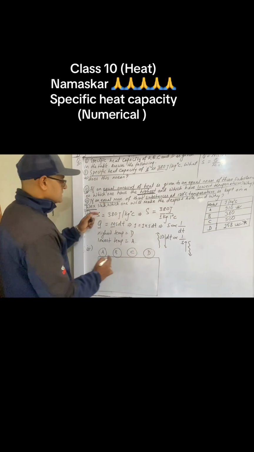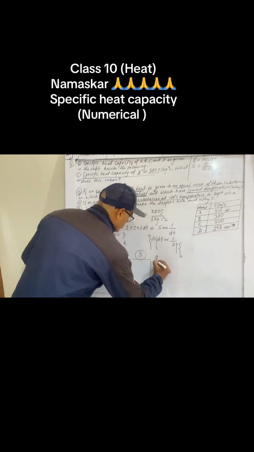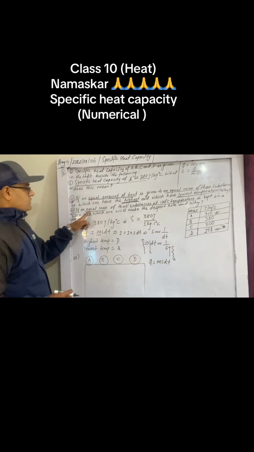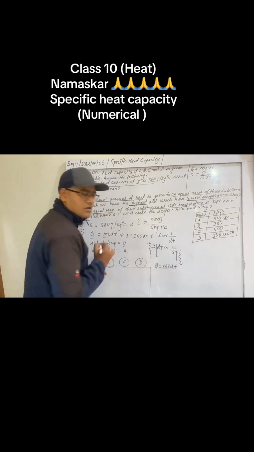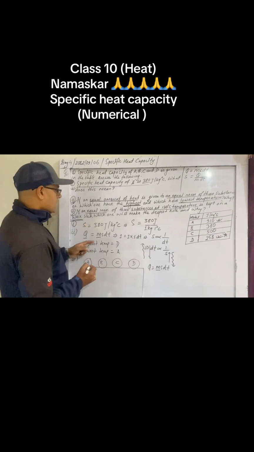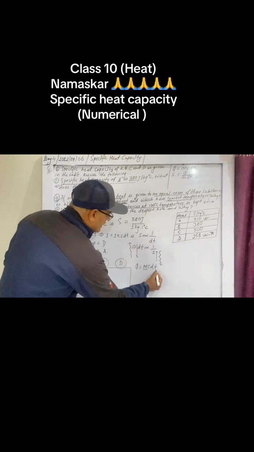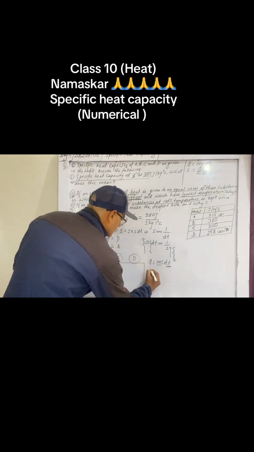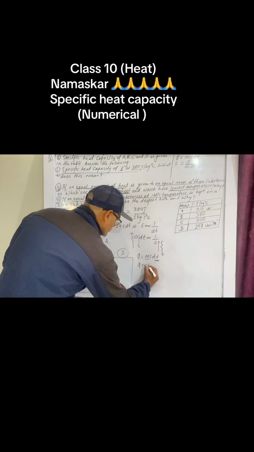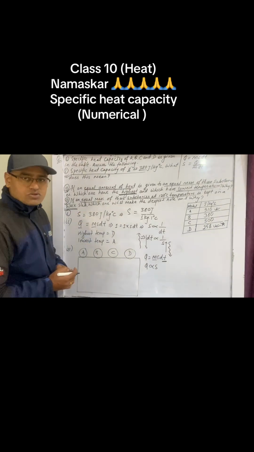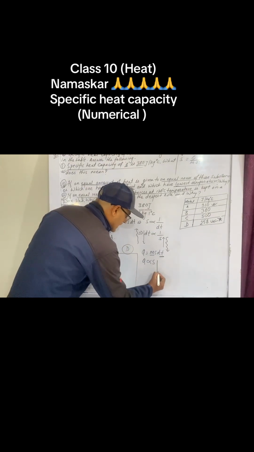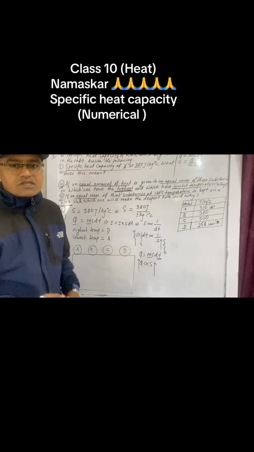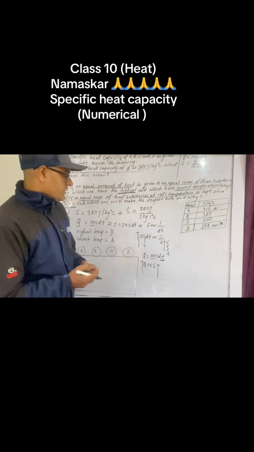Now let us write the equation, Q equals m s dt. What is given equal in the question? Equal mass is given, and all of them have the same temperature. Now our equation becomes Q is directly proportional to S. The substance which has the highest specific heat capacity will have more heat.